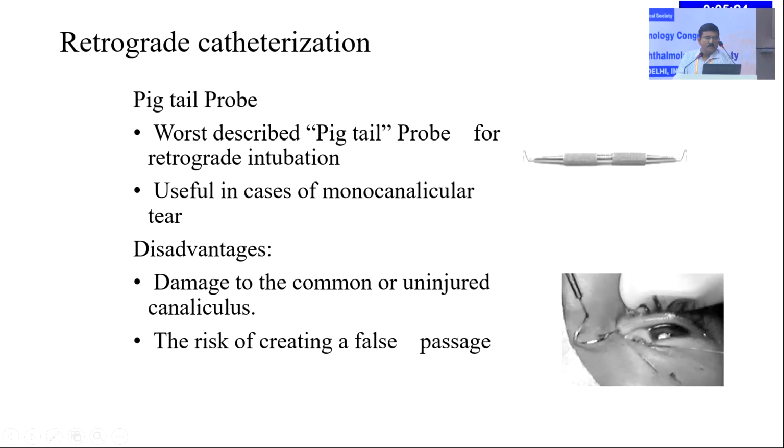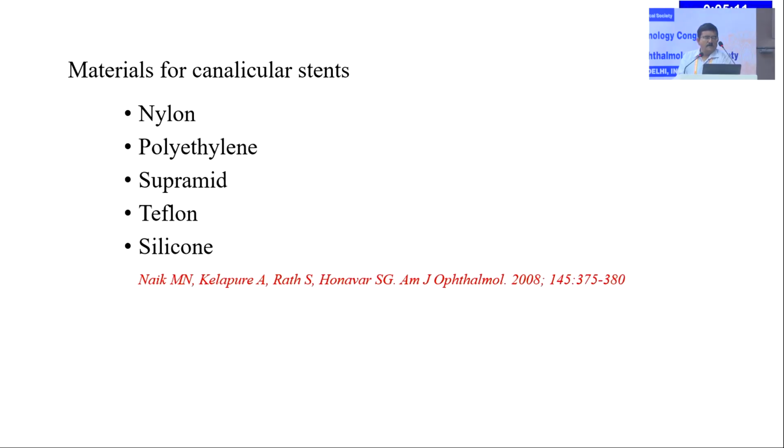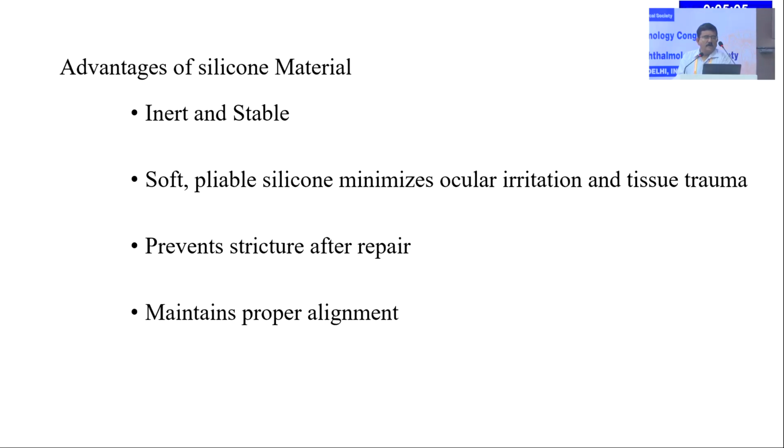This is the pigtail probe, usually used in case of monocanalicular tear. The disadvantage of this pigtail probe is damage to the common or uninjured canaliculus, and the risk of creating a false passage. The materials for canalicular stents are nylon, polyethylene, supramid, Teflon or silicone. The advantage of silicone is that it is inert and stable. Soft, pliable silicone minimizes ocular irritation and tissue trauma, prevents stricture after repair and maintains proper alignment.